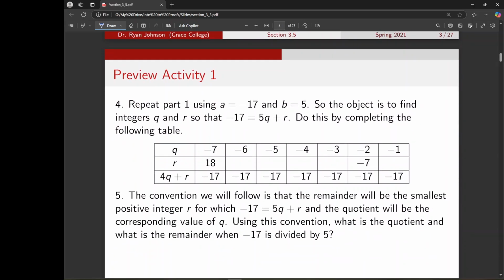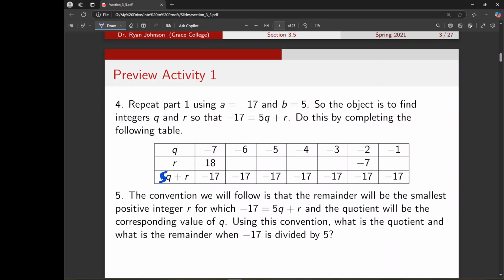Okay, so repeat part 1 using a is negative 17 and b is 5. So the object is to find integers q and r such that negative 17 equals positive 5 times q plus r. Oh, typo. Okay, 5q plus r. So in this case, 5 times negative 7 is negative 35, and then plus 18 would then be negative 17.